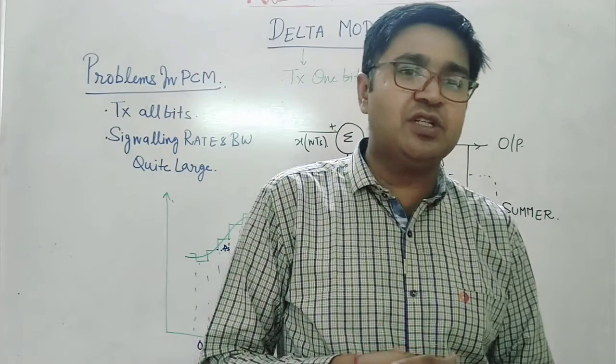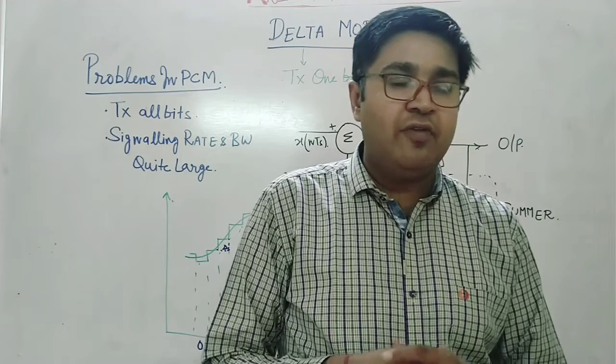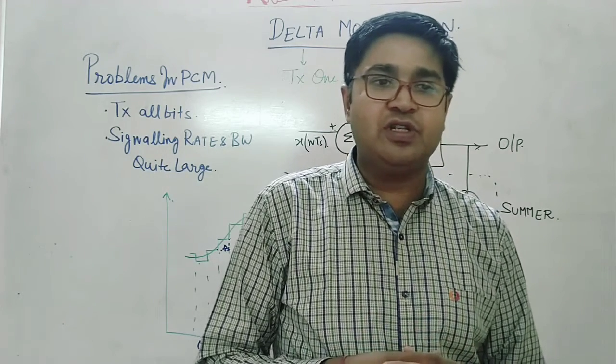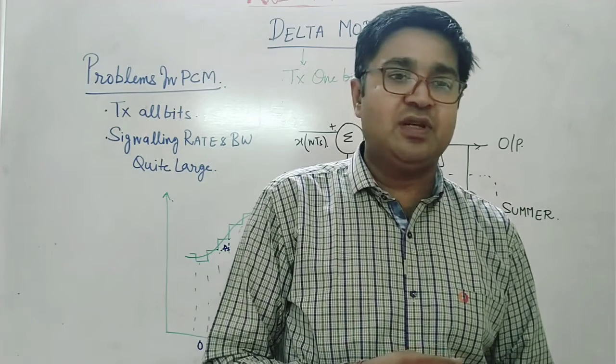Now delta modulation is one of the important parts of this PCM module. Whenever we are talking about pulse code modulation, delta modulation is a kind of improvement over the normal PCM.